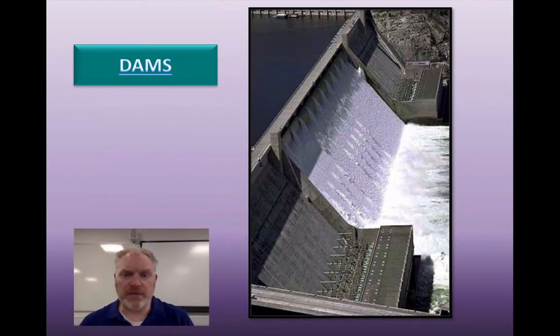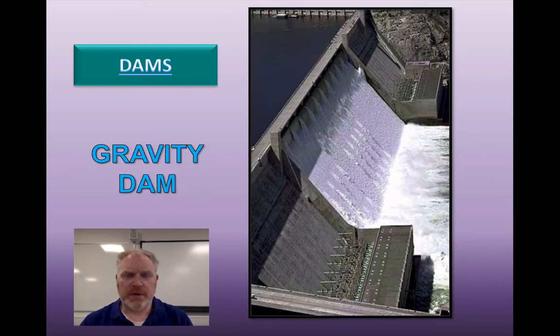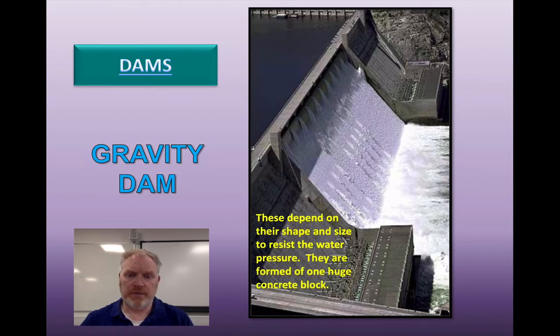This is our second type of dam. This is called a gravity dam. And this is a big, thick concrete wall. It's big, it's heavy, it's very strong. So this one is far more about the size and weight of the dam resisting the force of the water. And they're made of one huge block of concrete.